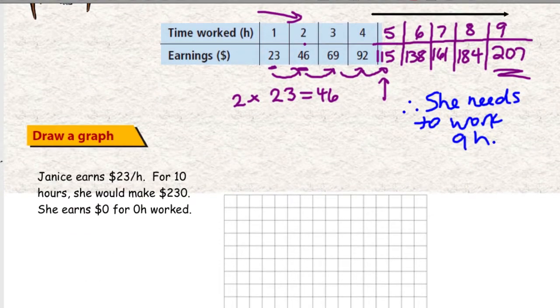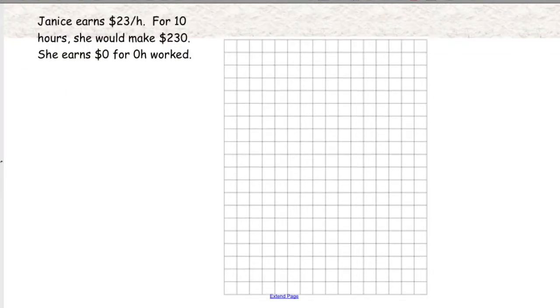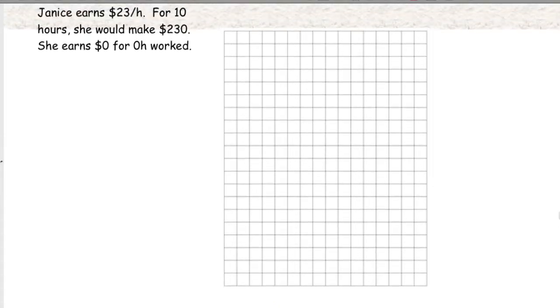Another way we could do this is to draw a graph. Without knowing anything except the fact that she makes $23 an hour, we could try and draw a graph. So this is just a second method. At home, you're thinking, oh, I need $200. I know, I'll draw a graph. Maybe, maybe not. I don't know if anybody would do that, but you might. Okay, I'm going to do a graph because that'll help me figure this out.